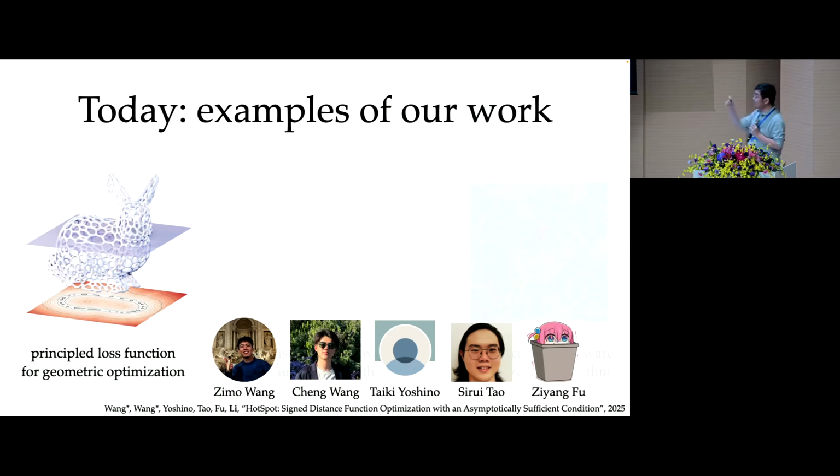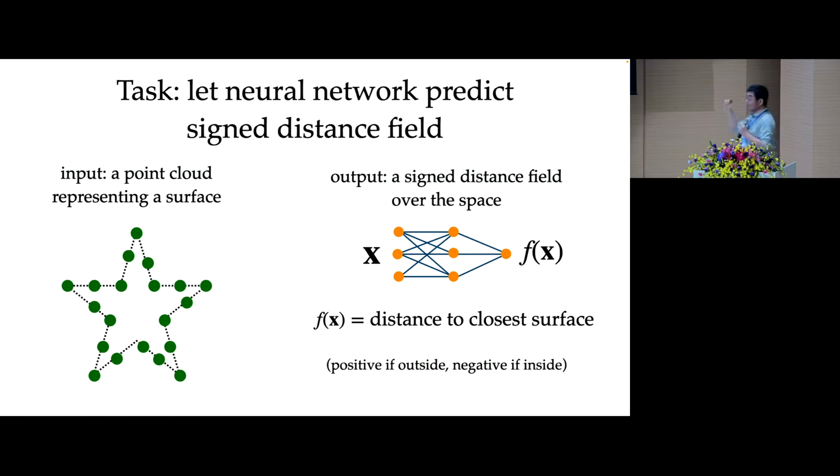So let's start with the first example of our work. This was done by a bunch of very talented students. The task is we want to let a neural network predict a signed distance field. Our input is an n-dimensional point cloud representing a surface. These green points are our input, and in this case, they represent this 2D star. But they could also represent a 3D surface or even higher dimensional manifolds.